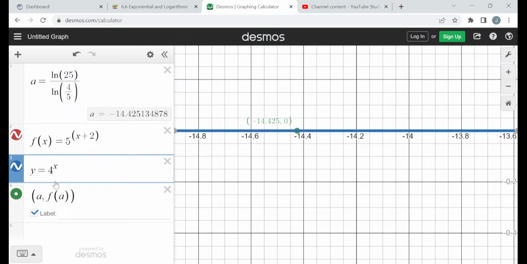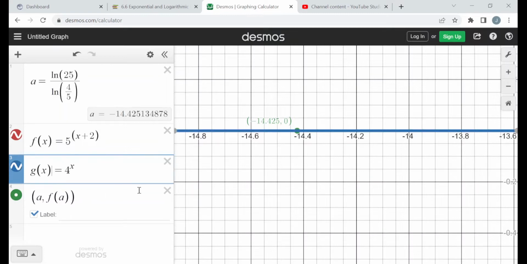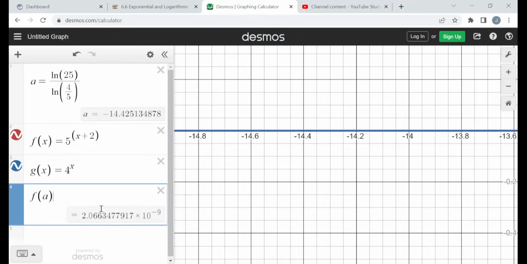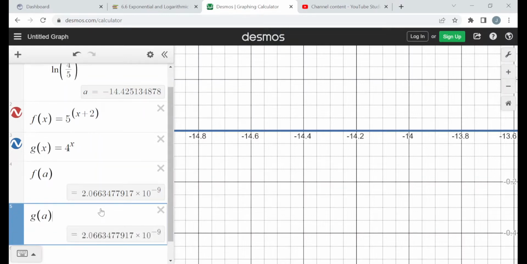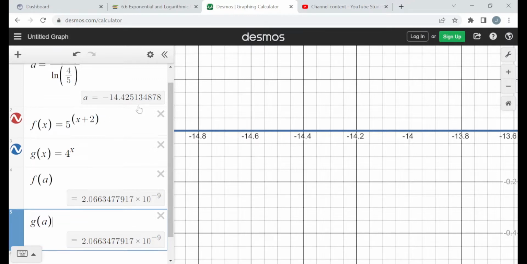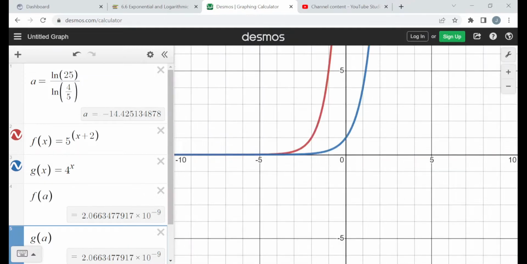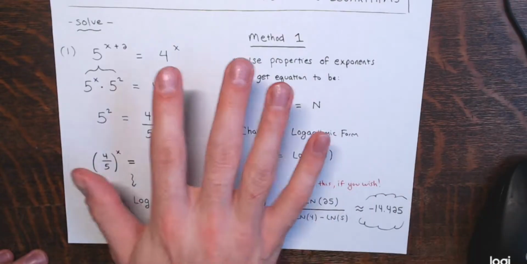Yeah, so I could actually show you this way instead. If I called that one f of x, I'll call this one g of x. And then let's see the values of their outputs at that solution. What's f of a? See, it's something super tiny. And then what's g of a? And you see it's the exact same thing. Where a was this negative 14.42513. So they get the exact same output for both these sides. So that is a solution of the equation. Alright, so this wasn't the best example to do that with, but still, you could use a graph to help verify a solution. Alright, so like I said, that was one method.